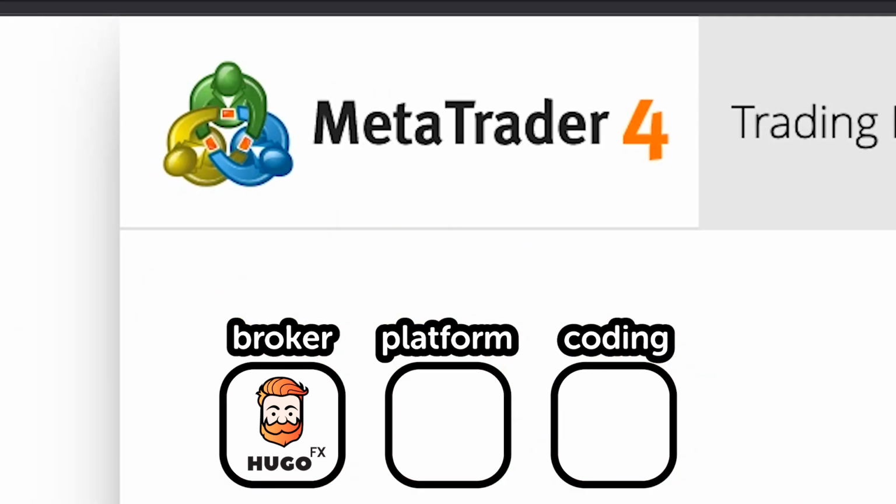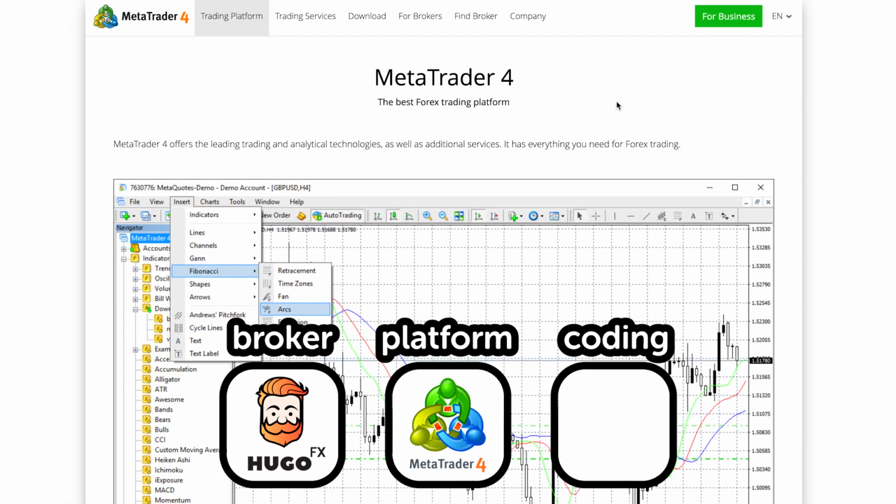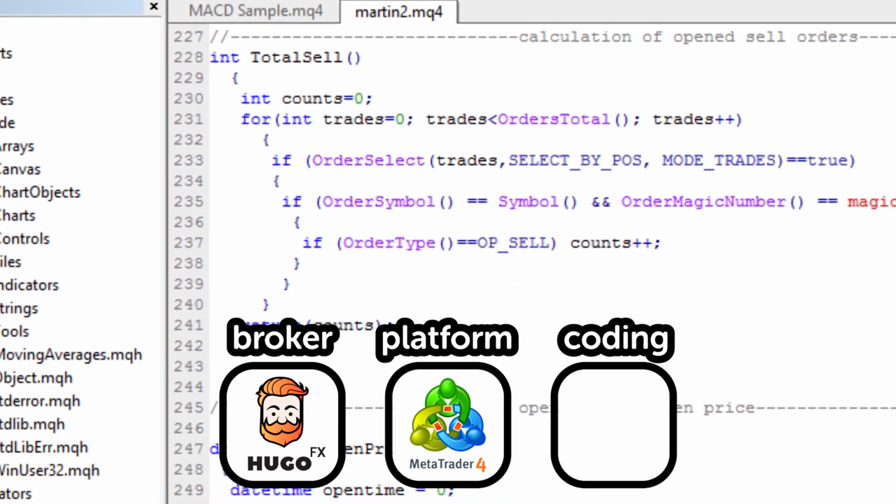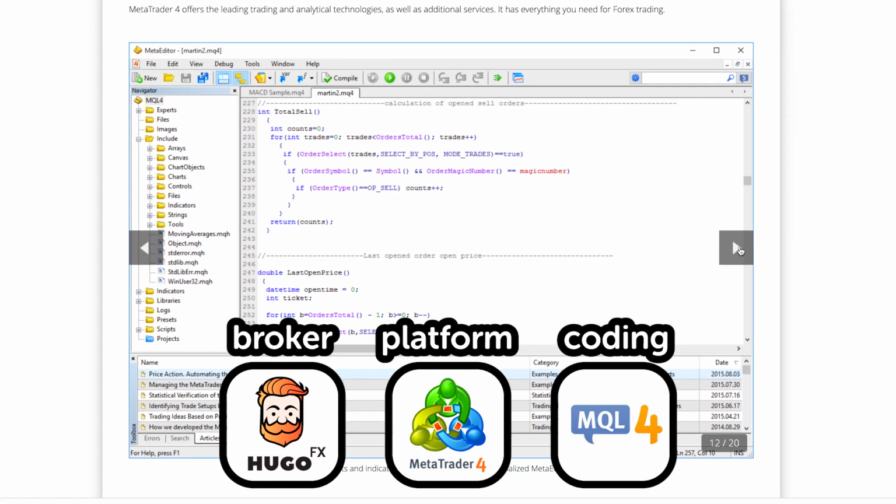Alright, for the trading platform, we're going to go with MetaTrader 4. I'm not going to lie, it's a little bit janky, but it works well and it has a built-in programming language called MQL4 that we'll build the bot with.